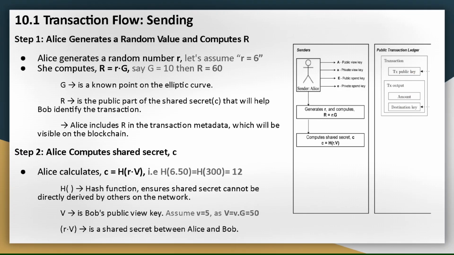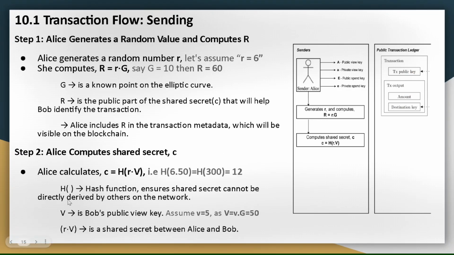So R will be the public part of the shared secret. Further, we will generate a shared secret that will help Bob, the receiver, identify the transaction that is intended for him. Alice includes R in the transaction metadata. This R will be the public part of the transaction, visible on the blockchain to everyone, but the small r is only present with Alice.